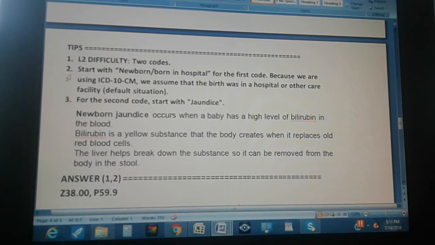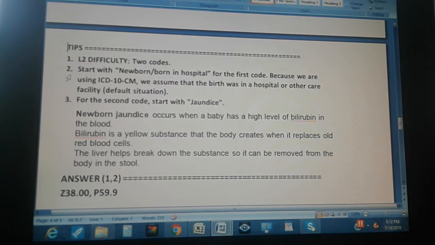If they don't tell you where the baby was born, then by default it has to be in a healthcare facility, right? Otherwise, they would tell you he was born on the street, in the house, in the woods, or wherever. If the baby is born outside of a healthcare facility, that's strange. The norm is for the baby to be born in a healthcare facility. So that's why we go newborn and born in hospital, right?